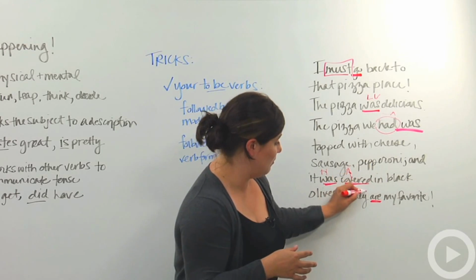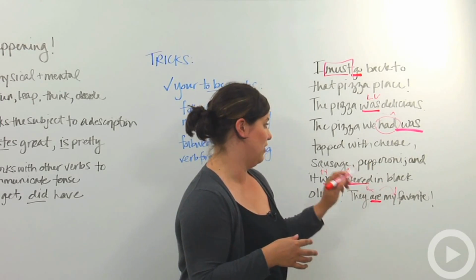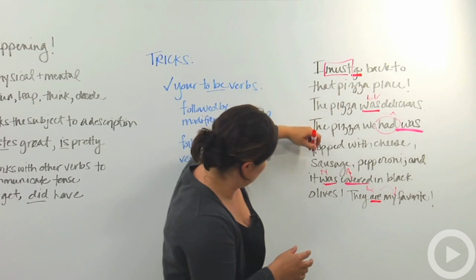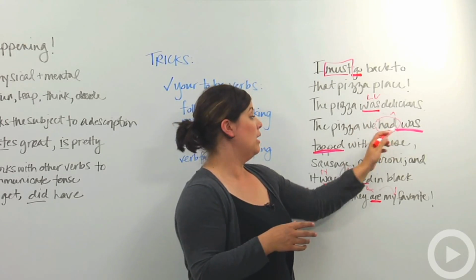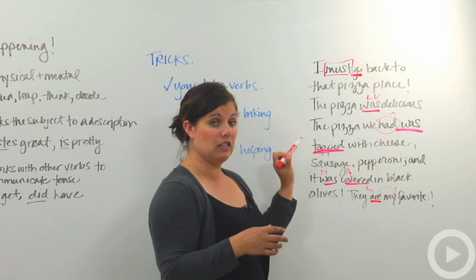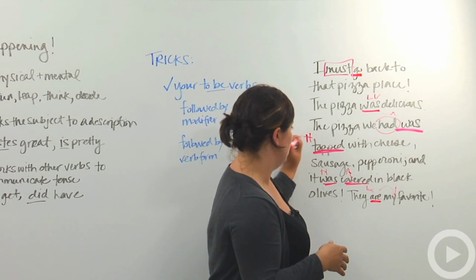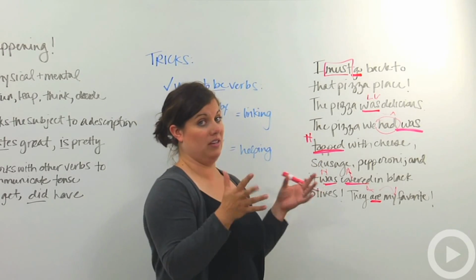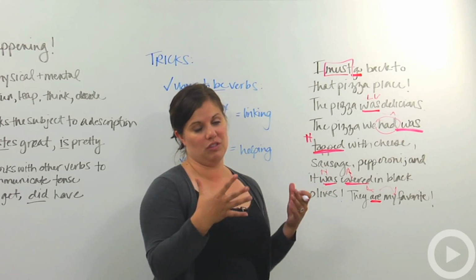In black olives, they are my favorite. We've got another linking verb here that's linking they to being my favorite. And then we have one up here I just spied that we missed, was topped. And remember, if we look at a to be verb and we see that it's got a form of the verb, even if it's past tense after it, we know that's a helping verb. So there's some little tips and tricks with identifying verbs in your sentences, and this will help you when it comes to sentence-verb agreement and all sorts of other things in your writing.